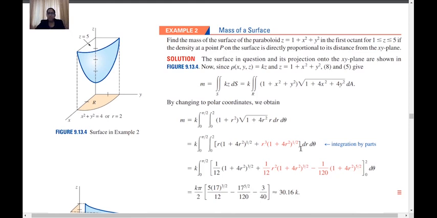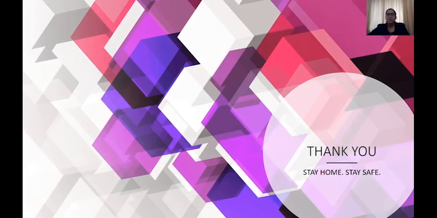This integration by parts will be much clearer if you evaluate it on your own. And if you have any doubts, you can just let me know, and we shall find a solution for that. So this is how we can determine the mass of the particular surface, which is related to the surface integral. So that's it for today's lecture.